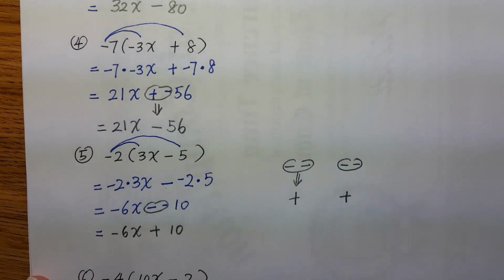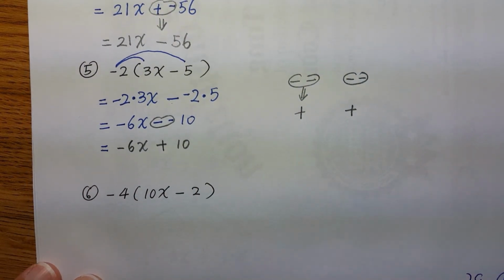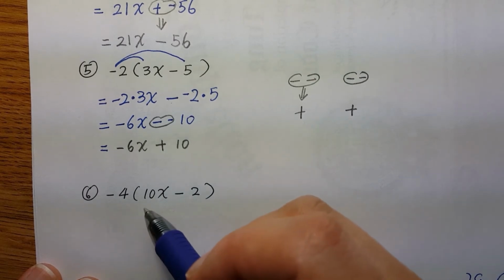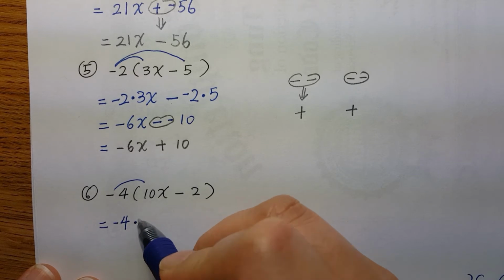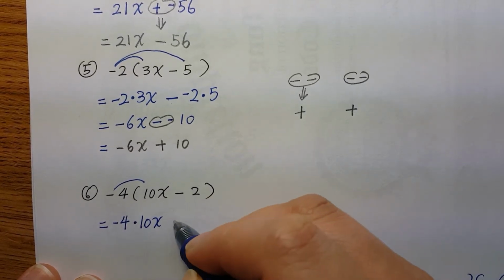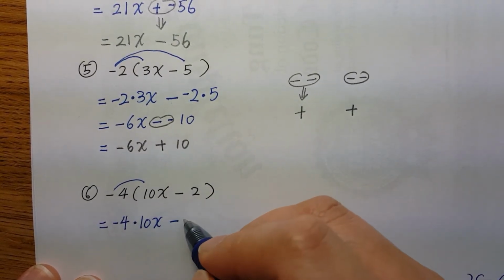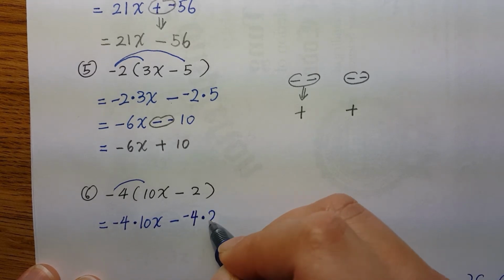Now let's go to the next question. We got negative 4 times 10x minus 2. The number outside is negative 4. So we're going to have negative 4 times 10x. In the middle is subtraction, stay the same. So you're going to use negative 4 times 2.